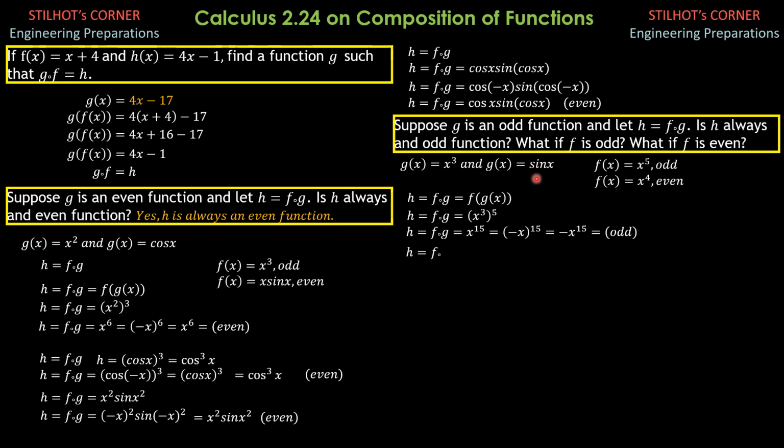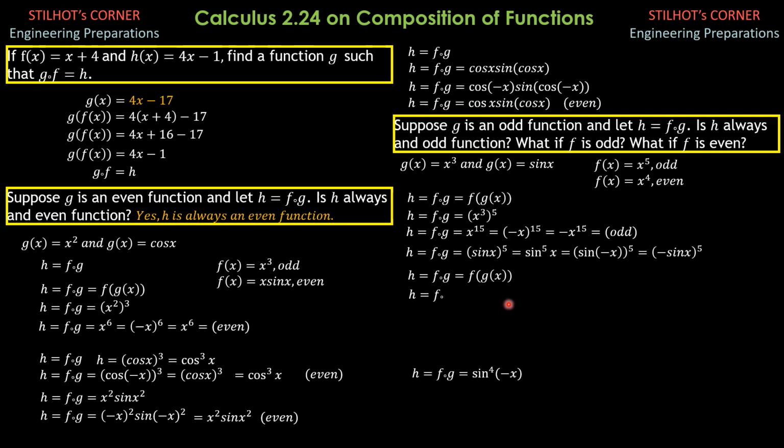Then for sine x, we have f of g is sine x quantity raised to 5. That would be sine to the fifth of x, replacing x by negative x. Then sine of negative x is negative sine of x to the fifth. Negative 1 to the fifth is negative 1, then sine to the fifth of x. So therefore, the function is odd. So f of g, which is f of g of x, this is for the second part.